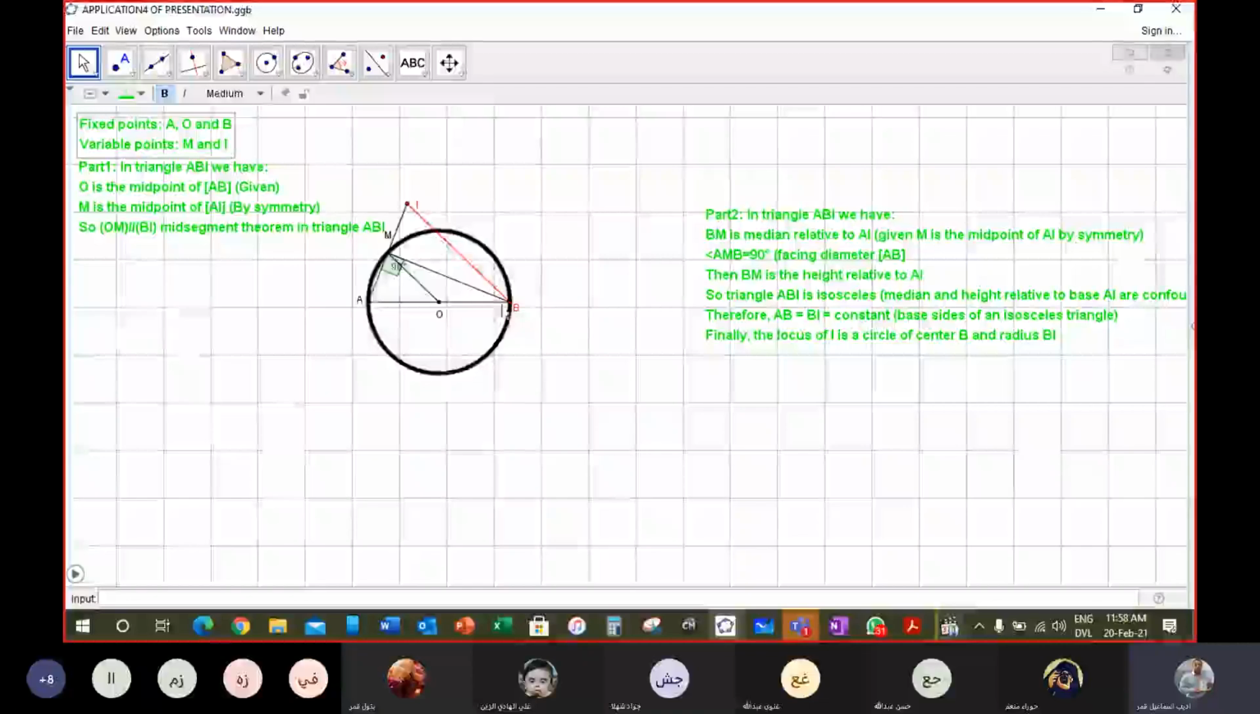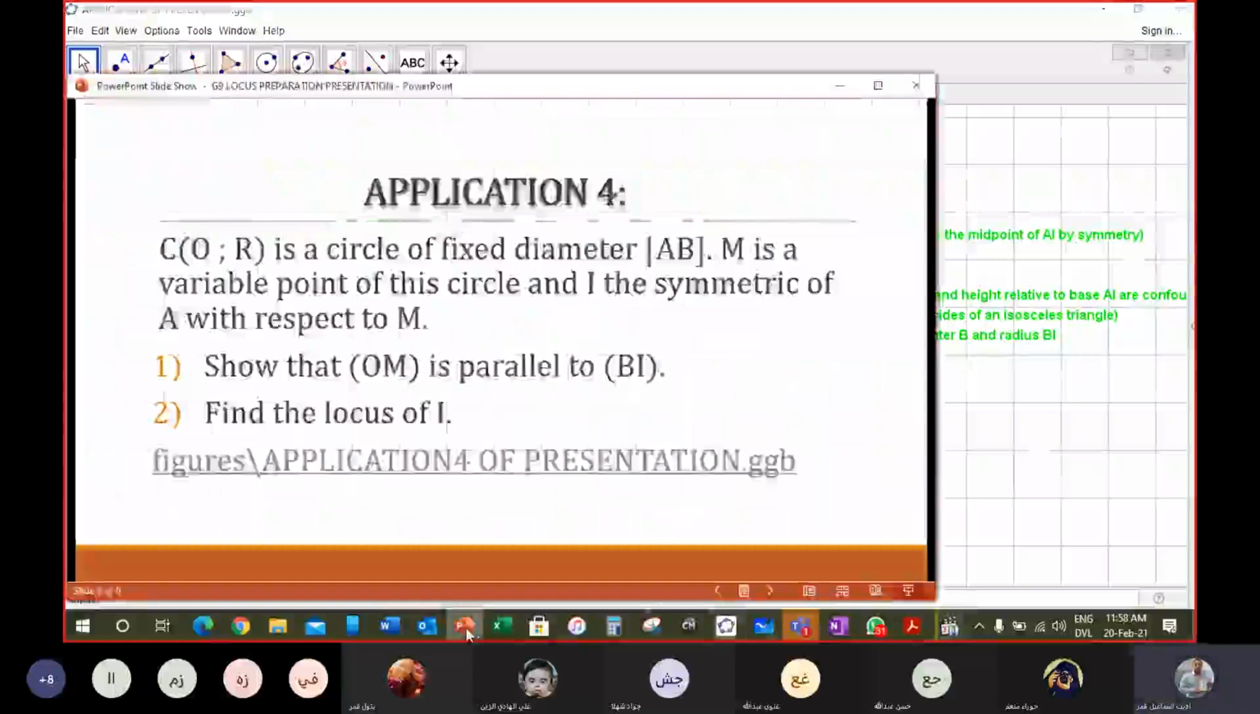So here in this figure A, O, and B are fixed. M is a variable point that moves on C. I is the symmetric of A with respect to M. The variable points are M and I. Part 1 of the question says: show that OM is parallel to BI.